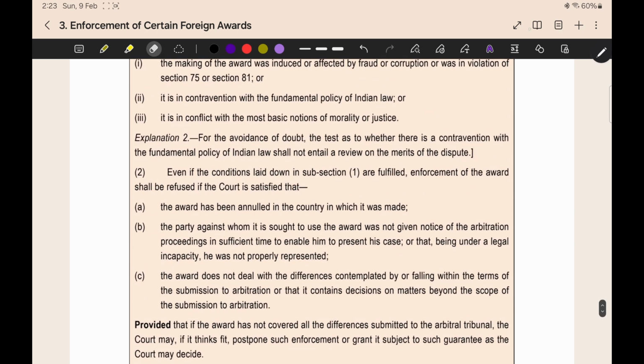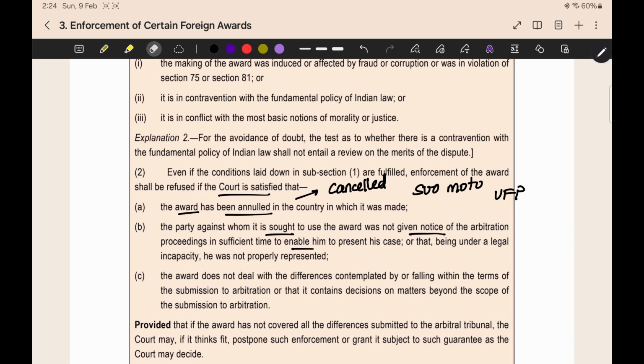Next point is, for the first points, the party should furnish the proof. And here, even if the party does not furnish any proof, if the court is satisfied, the court will itself, suo motu, take a decision to not enforce the award. What are all the reasons? The award has been annulled in the country, that means it is cancelled, in the country in which it is made. The party against whom it is sought, the unfavorable party we saw in the New York Convention, was not given proper notice.